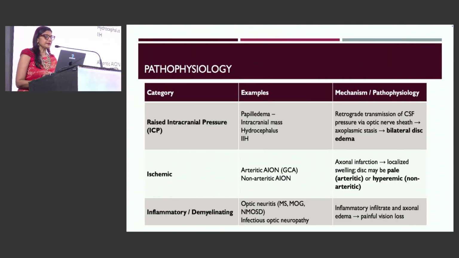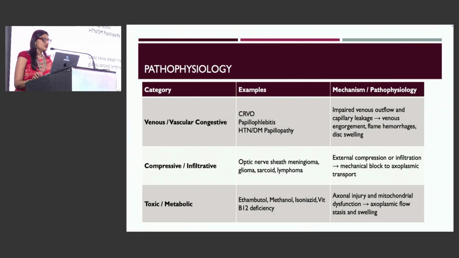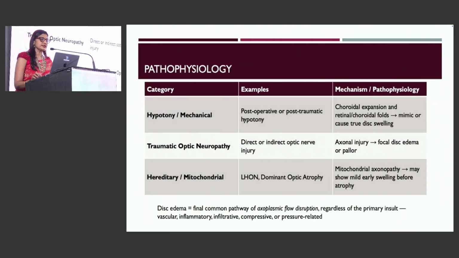When you look at classification of disc edema by pathophysiology, we already said raised ICP, papilledema. Ischemic can be arteritic AION or non-arteritic. Inflammatory or demyelinating will come in optic neuritis and in infectious optic neuropathy. Venous or vascular congestive disc edema you will get in CRVO, in papillophlebitis or non-ischemic CRVO, and in hypertensive and diabetic papillopathy. Compressive in optic nerve sheath meningiomas, gliomas. In sarcoid, lymphoma also you can get compressive or infiltrative type. And the toxic metabolic in ethambutol, methanol, INH toxicity.